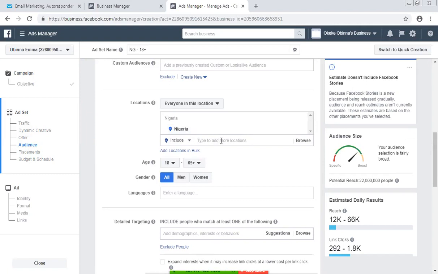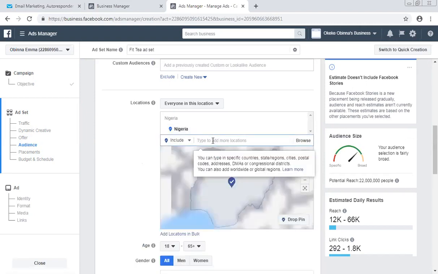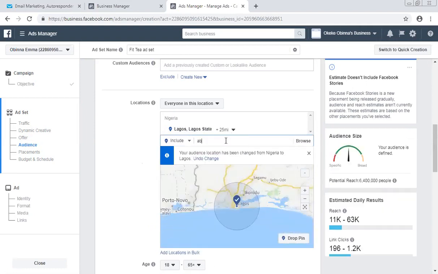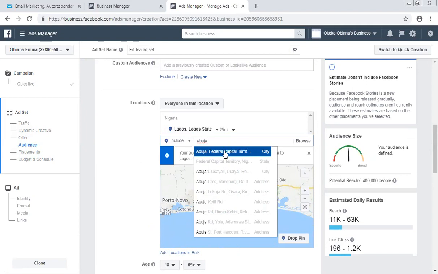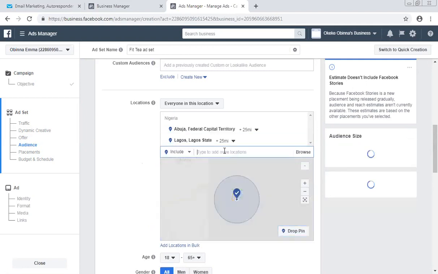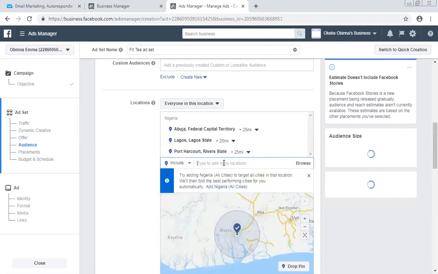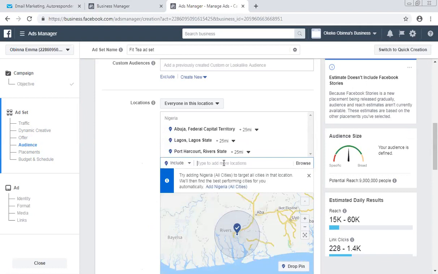So in this case, I'm not just targeting everybody in Nigeria. I'm targeting people in Lagos. Lagos would always sell, okay? Lagos State, Nigeria. I also want to target people in Abuja, Federal Capital Territory. I want to also target people in Port Harcourt, Rivers State. So I can go on and on to include other states, depending, I repeat, on what you discovered when you were doing your research. You have to research your market. You have to research to find out who your ideal prospect is, all right, so that you can target them well.